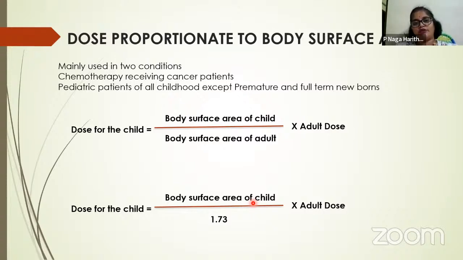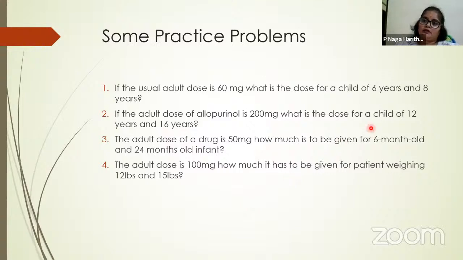Usually you get the questions from age as well as the weight. So based on that, I have given a few practice problems here. I will just go quickly with these problems. So the first one is, if the usual adult dose is 60 mg, what is the dose for a child of 6 years and 8 years?